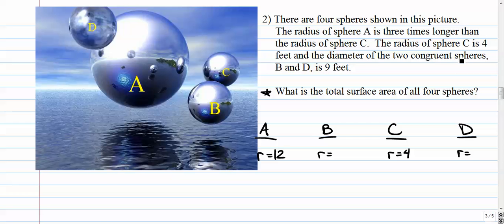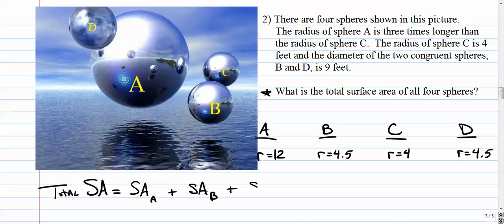The diameter of the 2 congruent spheres, B and D, is 9. So if the diameter is 9, then the radius is 4.5. And these are congruent, so the radii are the same. So all we need to do is find the total surface area of all 4. So you need to find the surface area of A plus the surface area of B plus the surface area of C plus the surface area of D. Keeping in mind that B and D are the same, so if you want, you can just multiply one of them by 2.